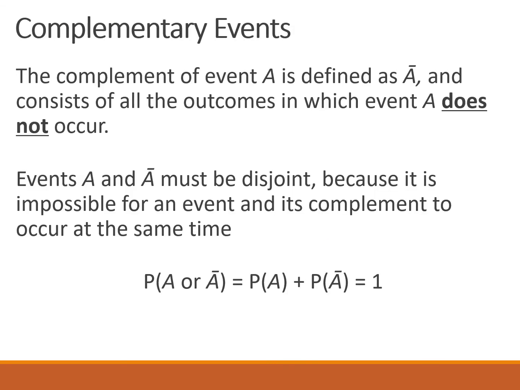Complementary events we covered in section 4.2. Recall that an event and its complement consist of the entire sample space. They add up to 1 or 100%. So the complement of event A consists of all of the outcomes in which event A does not occur. In other words, event A and its complement must be disjoint. It's impossible for an item to be both in event A and the complement of event A.